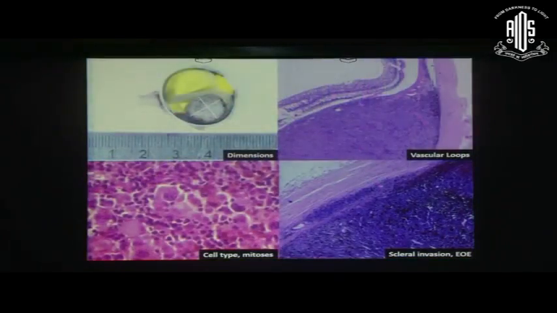Okay, let's get on to the next one. Fine. Now this was a lady who had this kind of tumor in her eye. What is it? Is it a melanoma? Can it be a melanoma? Yes. What type of melanoma? Amelanotic melanoma. If it is not an amelanotic melanoma, what could it be? Any other tumor that you can get? Okay, metastasis. Something else?